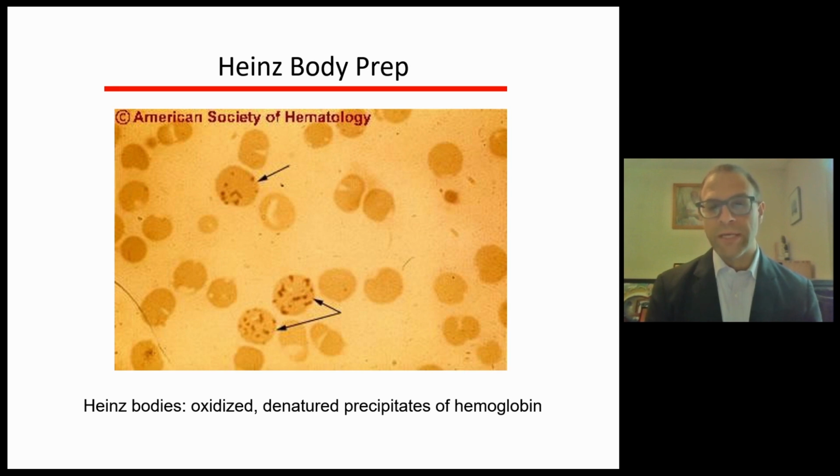And those precipitates change the deformability of a red blood cell, which is normally very squishy, so it can maneuver through small capillaries. And when the hemoglobin precipitates, the red cells become more rigid and start to lyse. A Heinz body prep does require a special stain, so it's not seen on a routine blood smear, but has to be ordered separately.